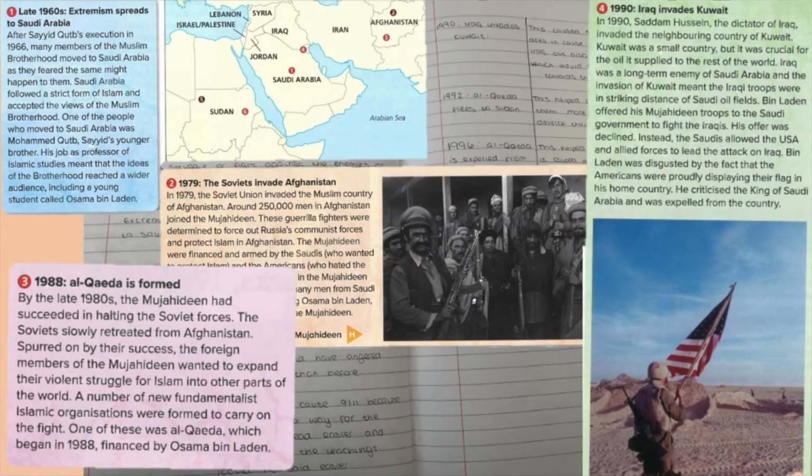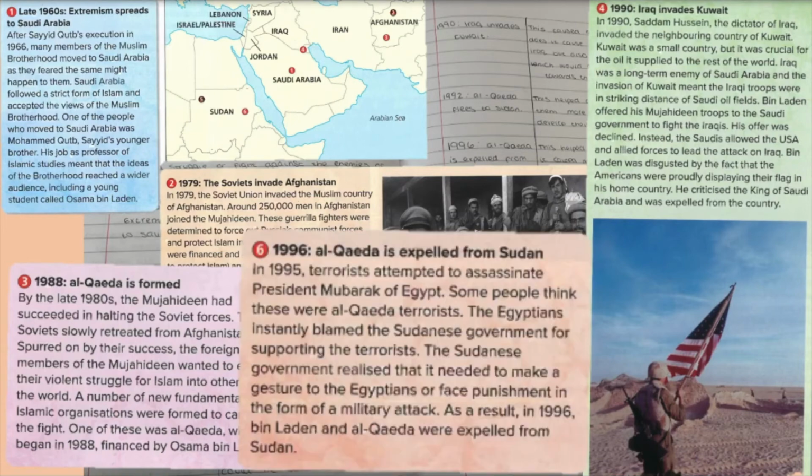Bin Laden offered his Mujahideen troops to the Saudi government to fight the Iraqis. His offer was declined. Instead, the Saudis allowed the USA and allied forces to lead the attack on Iraq. This infuriated and disgusted bin Laden because the Americans were proudly displaying their flag in his home country. He criticised the King of Saudi Arabia, and because of that criticism, he was expelled from the country. 1996, Al-Qaeda is then kicked out of Sudan.